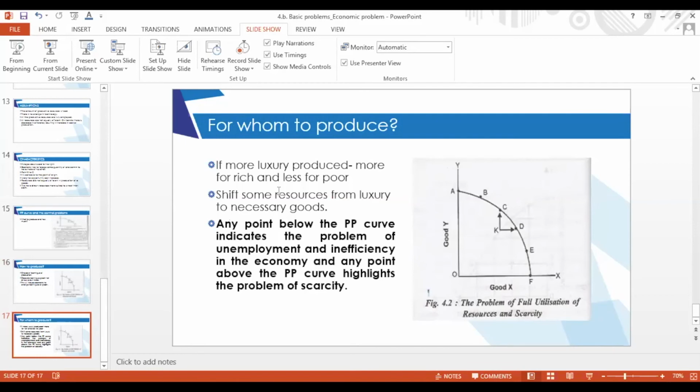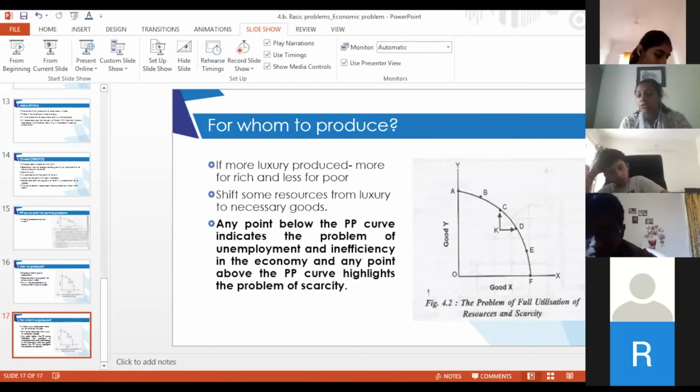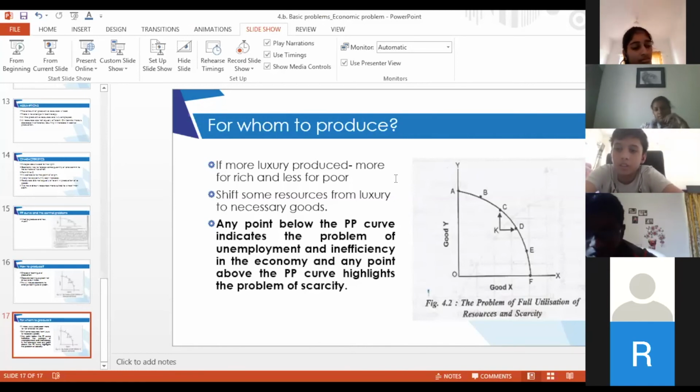Now for whom to produce is also answered here. It will give you all the combinations, right? Suppose instead of wheat and cloth, we take good X and good Y, where Y is a luxury good and X is a necessity. Okay. So if you are working at point A, what are you producing more of? Luxury goods, because you had taken the Y axis as luxury goods. So you are producing the maximum of luxury goods and you are not producing anything of necessity.